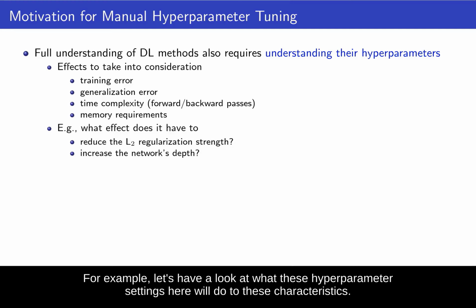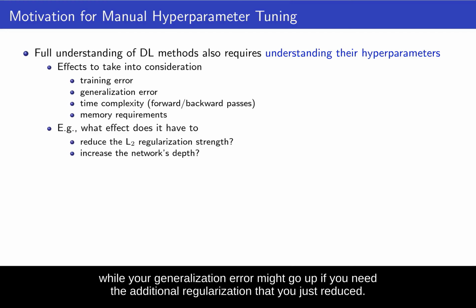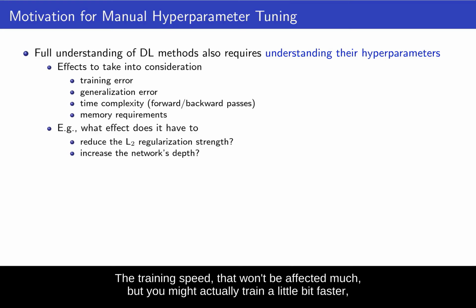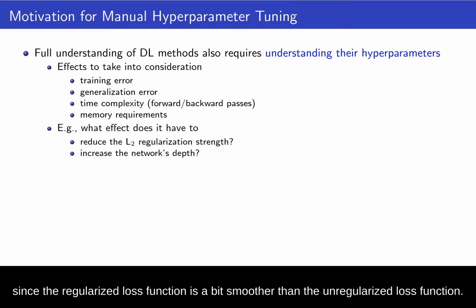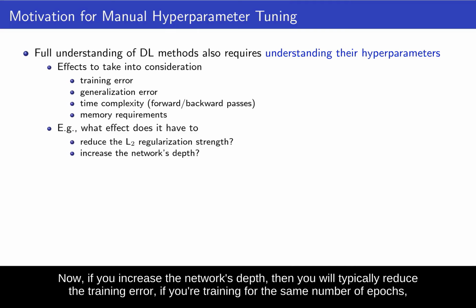For example, let's have a look at what these hyperparameter settings here will do to these characteristics. So firstly, if you reduce the L2 regularization strength, then your training error will probably go down, while your generalization error might go up if you need the additional regularization that you just reduced. The training speed won't be affected much, but you might actually train a little bit faster, since the regularized loss function is a bit smoother than the unregularized loss function. And finally, the memory requirements won't be affected at all.